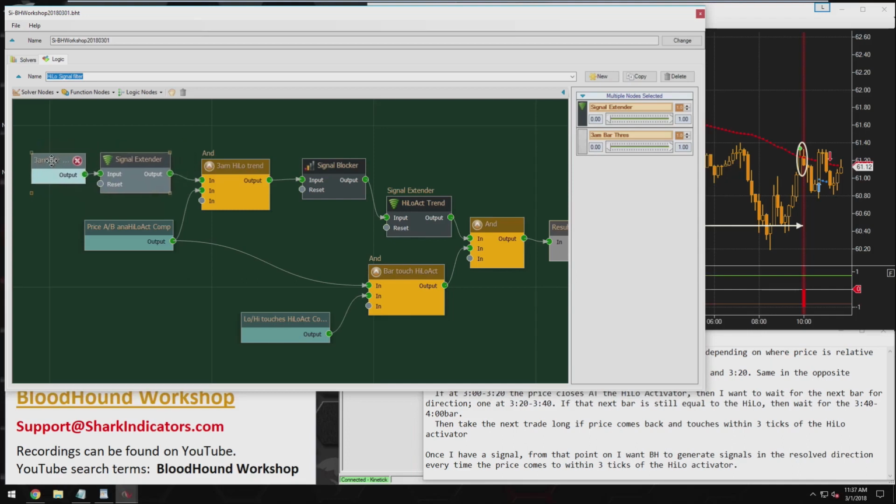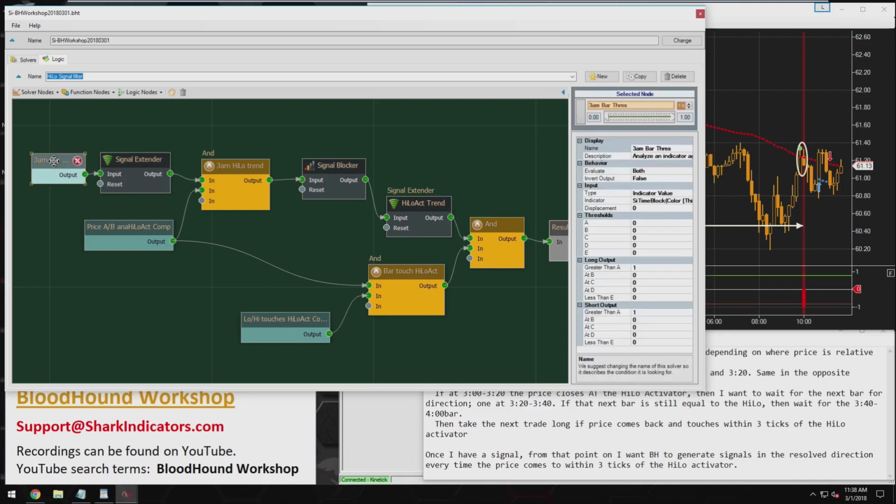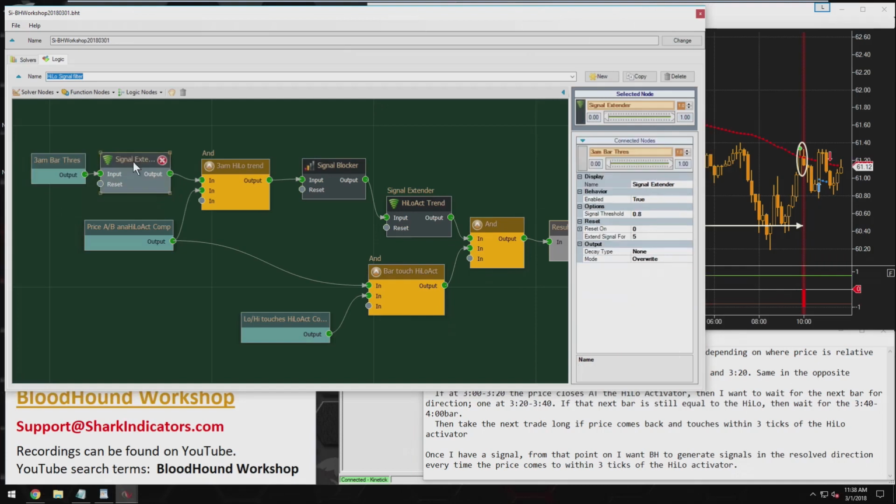So this is the logic that actually identifies the 3 a.m. bar, and then this actually goes 5 bars past 3 a.m. So if for some reason you're trading an instrument that barely moves at 3 a.m., you may need to extend this test longer than 5 bars, so that way you generate at least the trend direction.